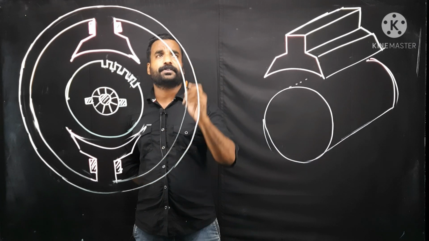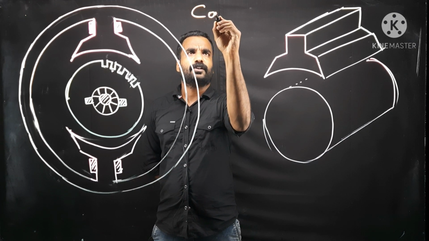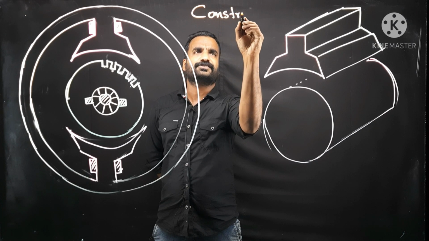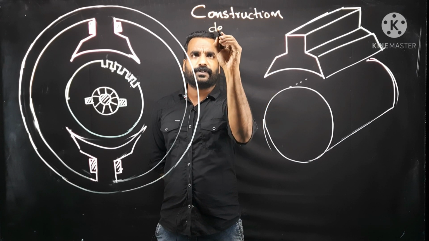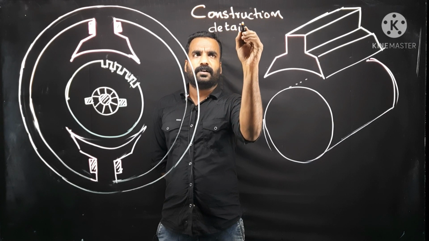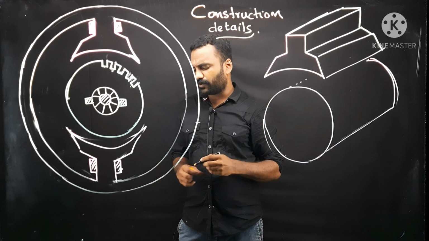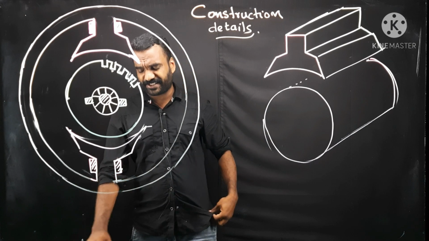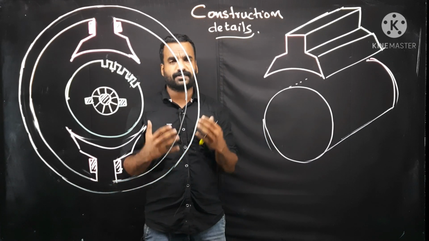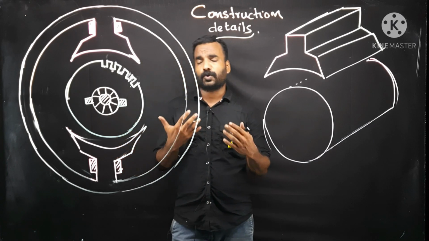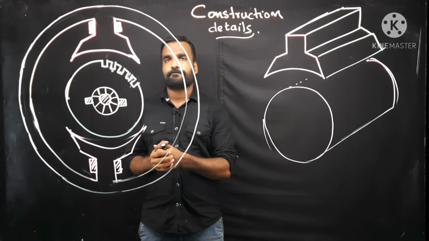Welcome back to the lecture series on DC machines and transformers. In today's class we are looking into the construction details of a DC generator, or for DC motors also. Both constructions are the same, only input and output are reversed. The construction of the machine, motor and generator, is the same.